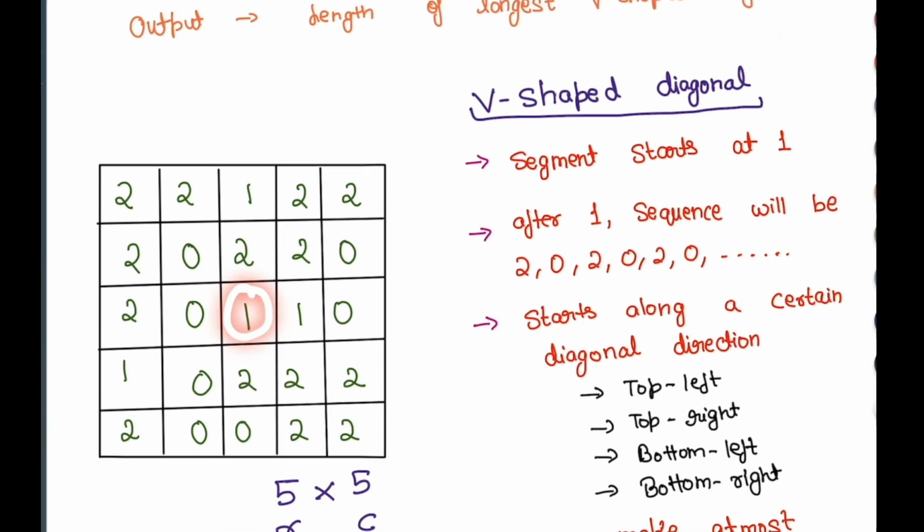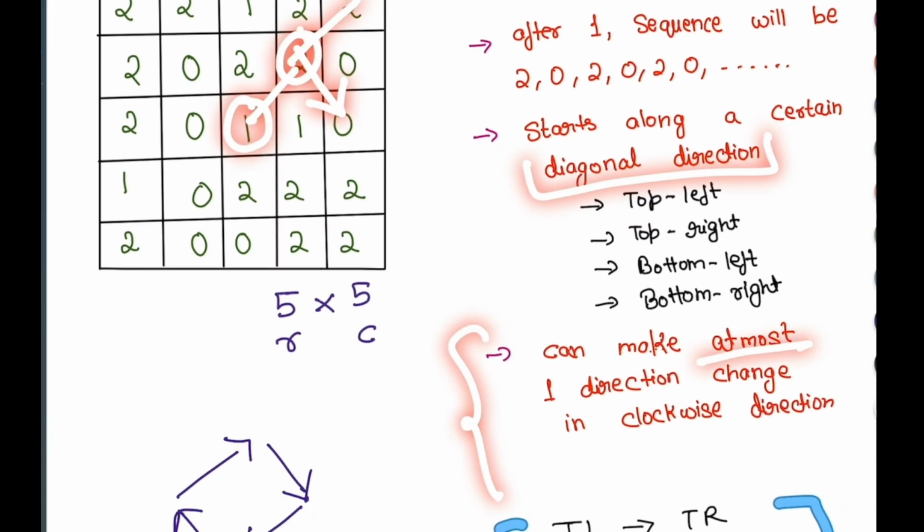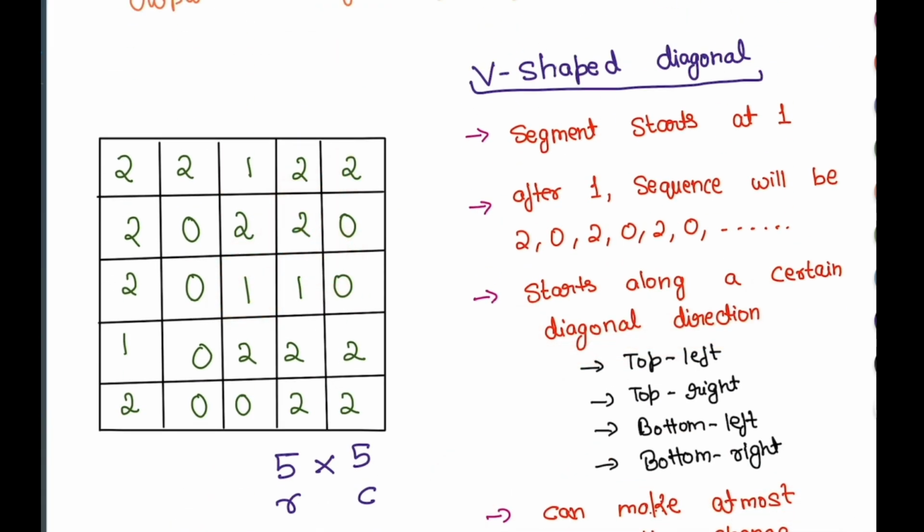For example, I can choose this one, then go in the top right direction. That's my first diagonal direction. Now I cannot continue, so I will move in the bottom left. Basically, I will make use of this particular power, changing the direction at most one time. So my sequence will look something like this. It will have 1, then 2, then 0. 1, 2, 0, and the size of this V-shaped diagonal is 3. Now that is a valid V-shaped diagonal, but is this the final answer? No, it is not. We have other ones as well.